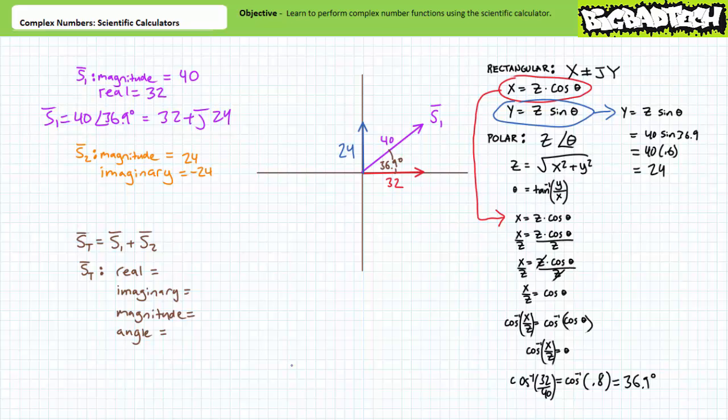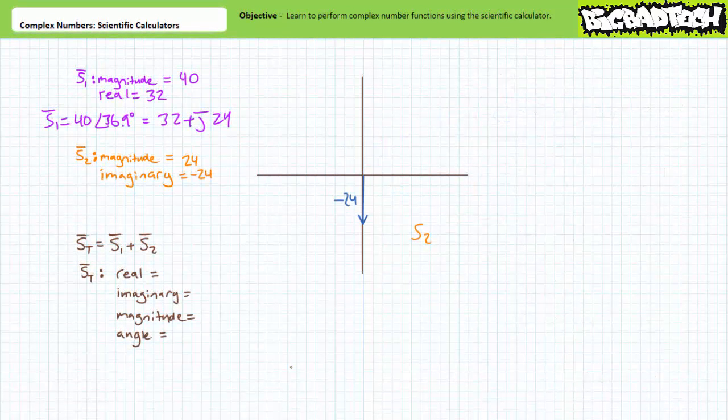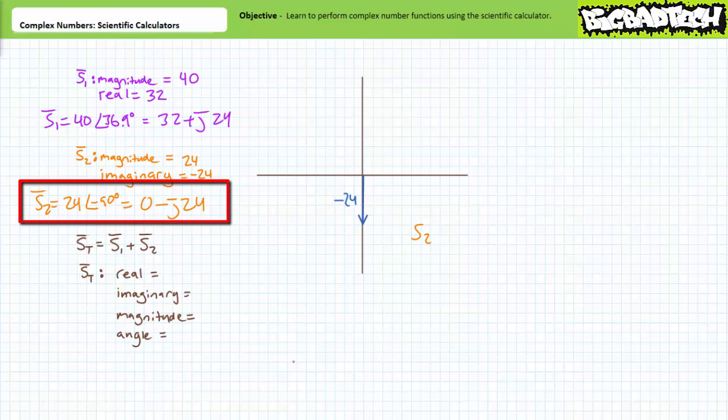Let's do the same thing for S2. S2 is known to have a magnitude of 24, but we're given no direction, and an imaginary component of negative 24. Do you see what's going on here with S2? Anytime you've got a complex number where the magnitude and a single component, either the real or imaginary, have the same value, not necessarily the same sign, that single component dominates the entire complex number. I really don't need to perform calculations to know that the real component of S2 is 0, and that the angle is negative 90 degrees. S2 expressed in polar format is 24 at an angle of negative 90 degrees, and using rectangular format is 0 minus j 24.